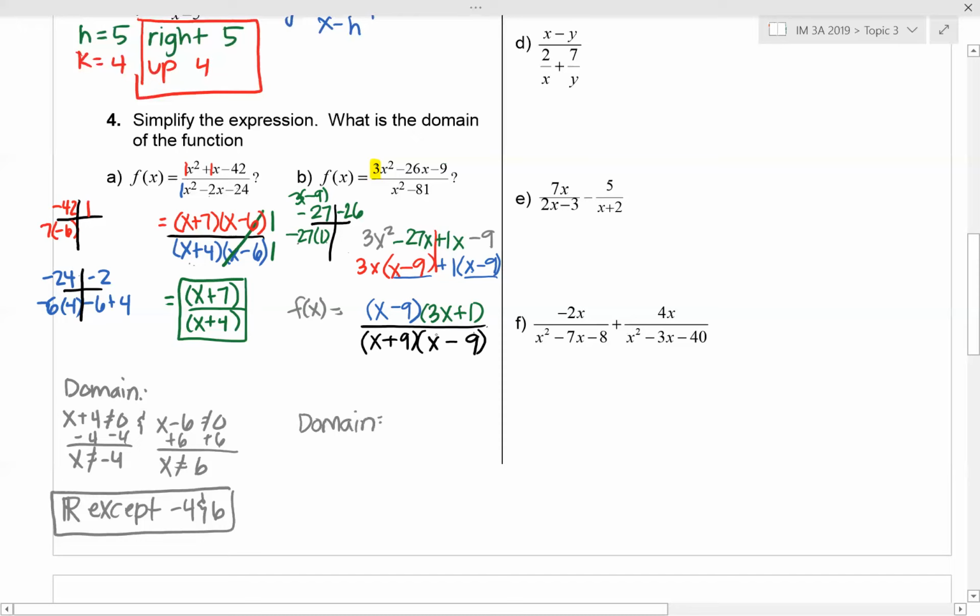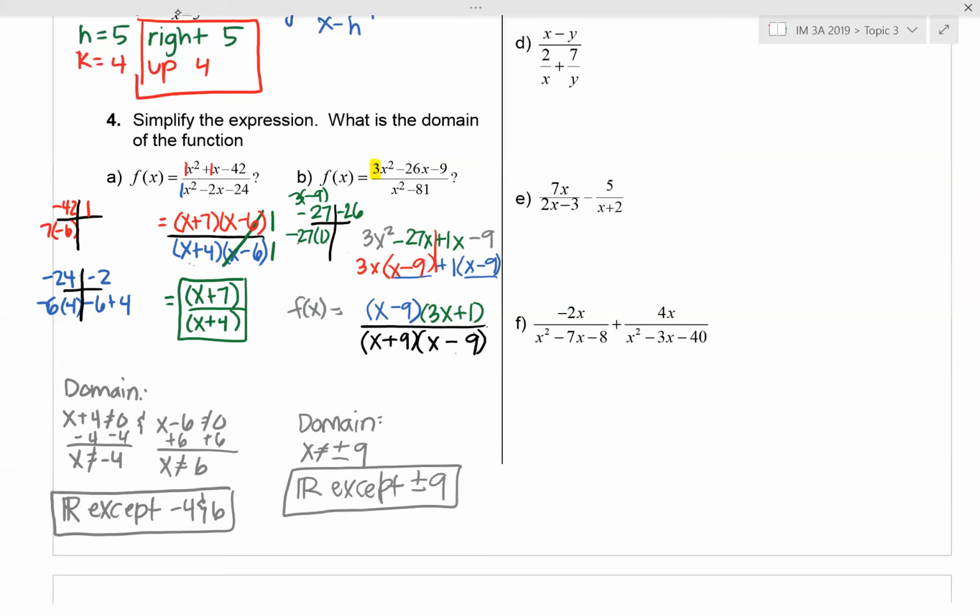So if we just kind of eyeball the answers, we know that we set each factor of the denominator equal to 0 and solve. So notice when we had x plus 4 in the previous problem, our answer was that x couldn't be negative 4, and we had x minus 6 in the previous problem. Our answer was that x couldn't be positive 6. So that means that for our domain, the excluded values are going to be plus and minus 9, because negative 9 will make the first factor 0, and positive 9 will make the second factor 0. So that means that our domain is all real numbers except plus or minus 9.